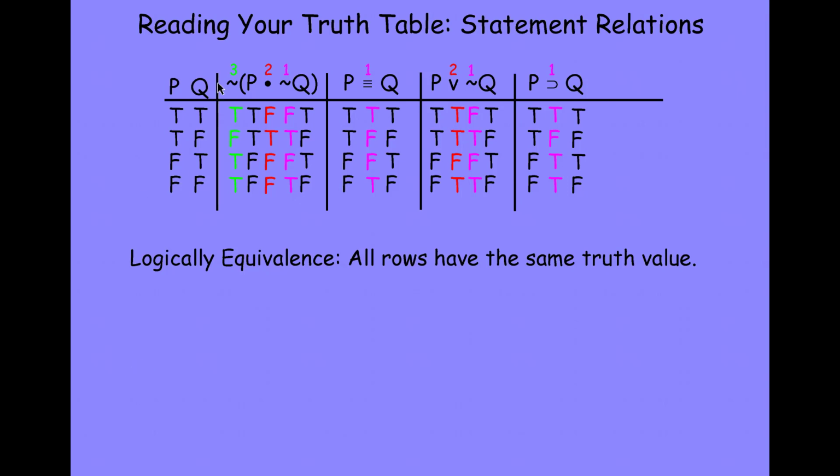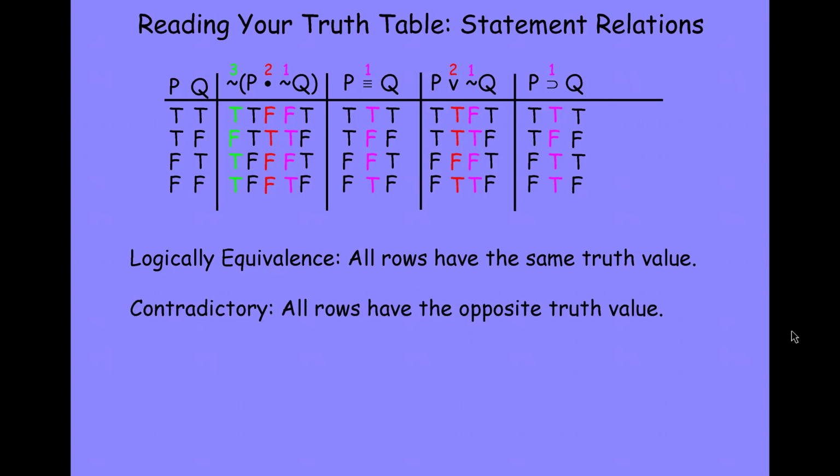So let's look at, for example, this formula and this formula. We're going to look under our tilde, the main connective here, and under our horseshoe, the main connective here. First row, they're both true. The second row, they're both false. Third row, they're both true. And the fourth row, they're both true. So these two formulas are logically equivalent to each other. They always have the same truth value. It's impossible for them to have different truth values. Hence, they're logically equivalent.